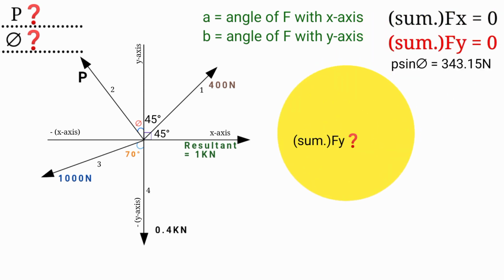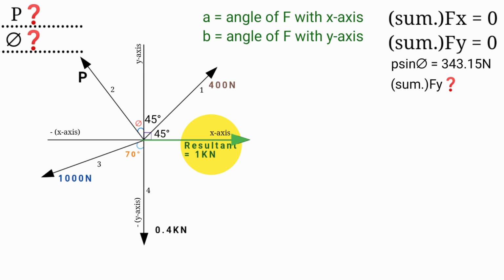What is summation of F of y? It is the summation of all the forces acting along the y-axis. Here, the resultant 1 kilonewton we can see is acting directly on the x-axis. That means it does not act on the y-axis at all. So F of y for 1 kilonewton is 0.